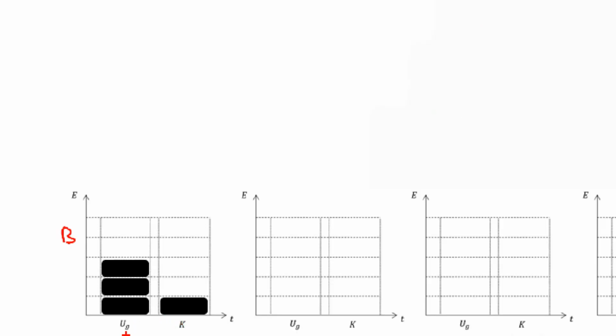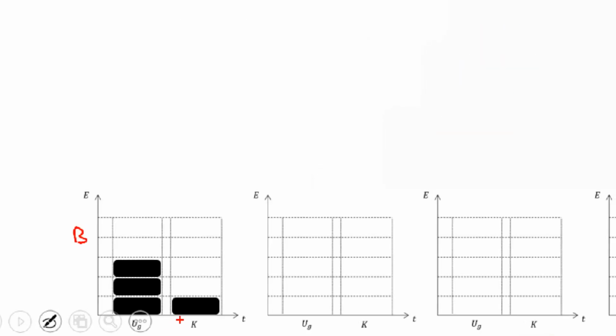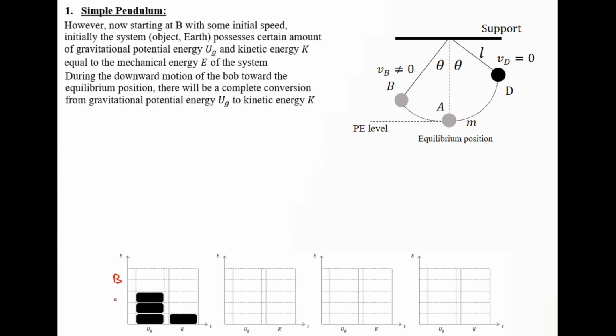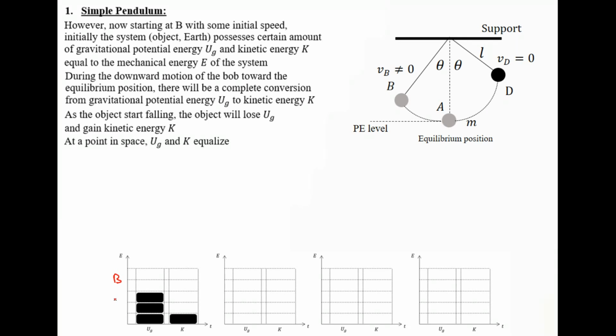Now there's no reason why UG is greater than K. This is a matter of choice. We could have the case where K is greater than UG. This depends on the numerics of the exercise itself. During the downward motion of the bob toward the equilibrium position, there will be a complete conversion from UG to K. As the object starts falling, the object will lose UG and gain kinetic energy. At a point in space, UG will equalize K.